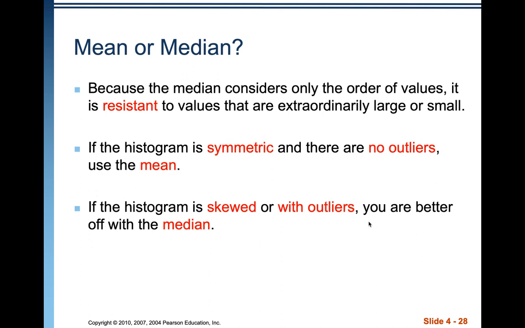The mean does, however, have some cool characteristics, and mean and standard deviation are nice to use. So if the histogram is symmetric and there are no outliers, use the mean. The really cool thing is if a distribution is perfectly symmetric, the mean and the median will be equal. If the histogram is skewed or has outliers, you are better off using the median, and for spread, the IQR. Mean and standard deviation are buddies and always go together. Median and IQR are buddies and always go together.